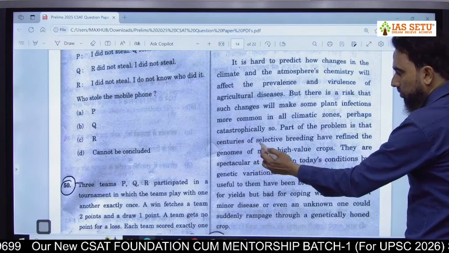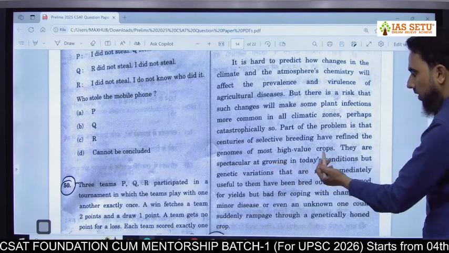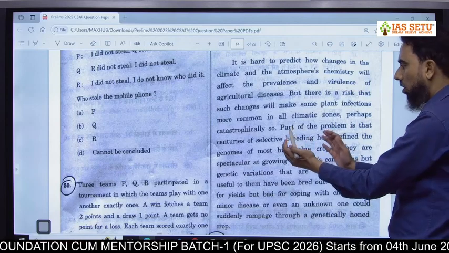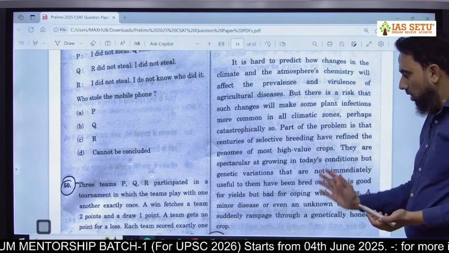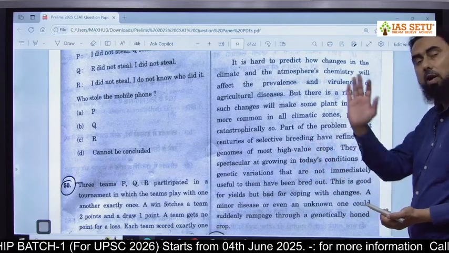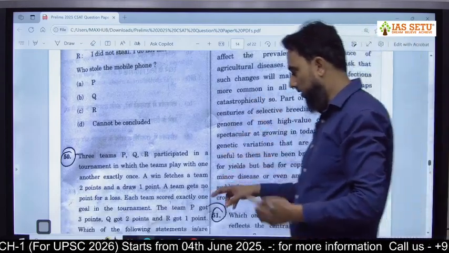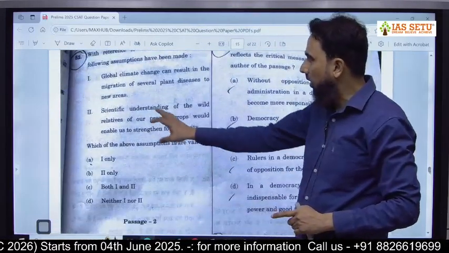This part of the problem, centuries of selective breeding have refined the genomes of most high value crops. So these high value crops, high value, why? Because more productivity in the present scenario, but in future with the disease they might not be able to withstand. Hence their wild relatives could be helpful. So that scientific study, that's the reason I chose the second statement as a correct assumption.